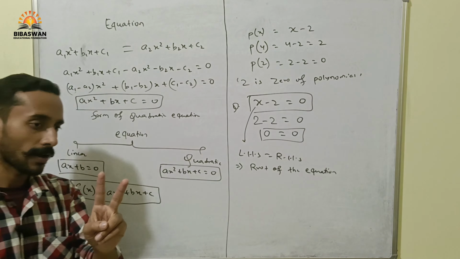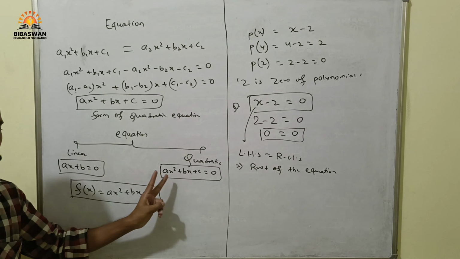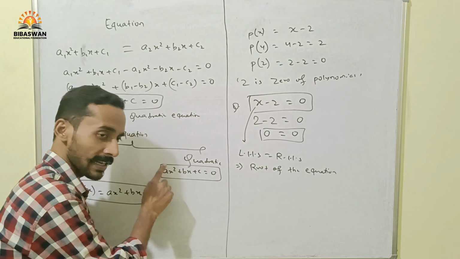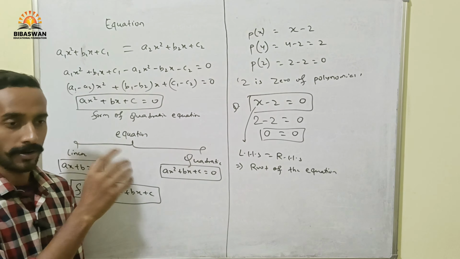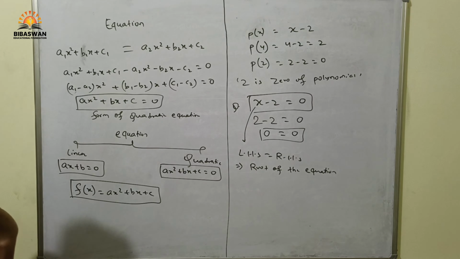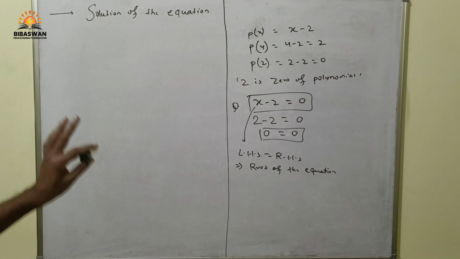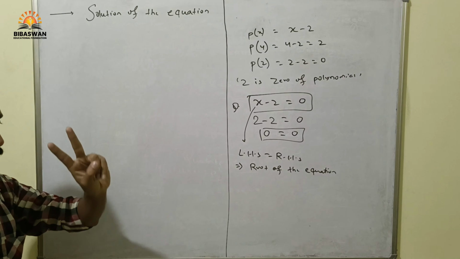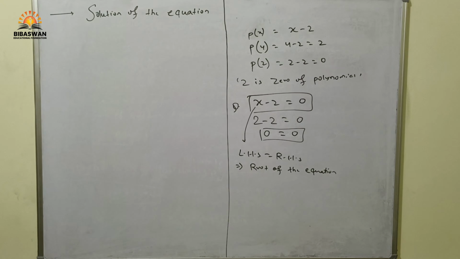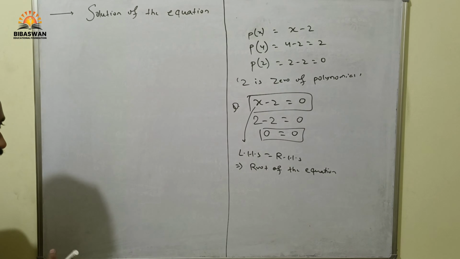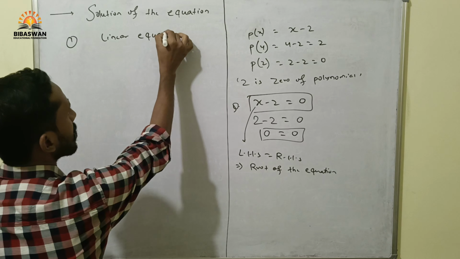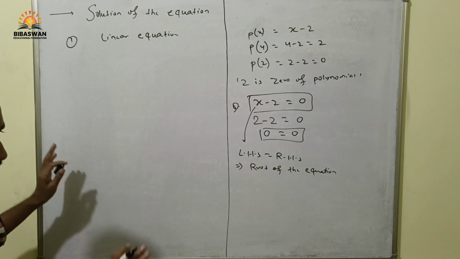Understood? Now we have two equations and we have to find the roots of these two equations. And after that we have to find the relationship between coefficients and roots. This is the chapter, all about quadratic equations. Write it down. Now the question is the solution of the equation. How can we find the solution of the equation? There are two equations, linear equation and quadratic equation. First, linear equation. Very simple. A linear equation has a very simple solution.